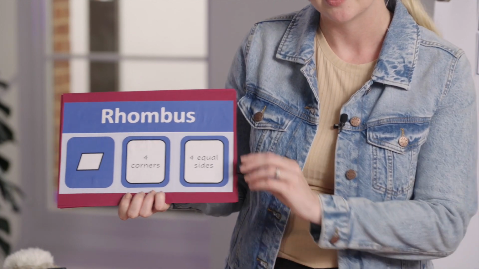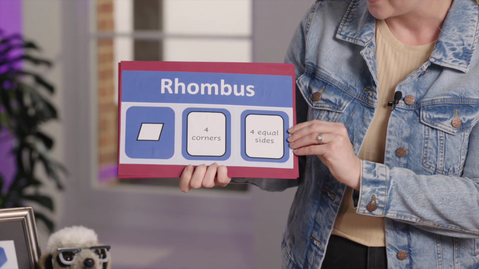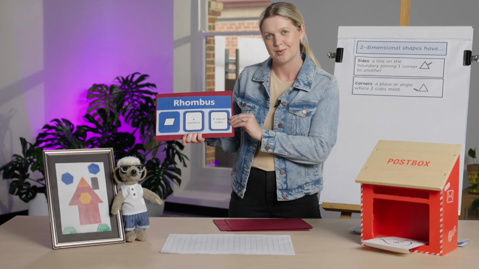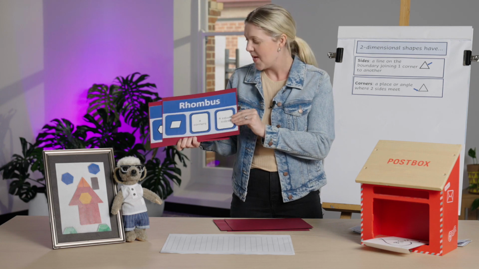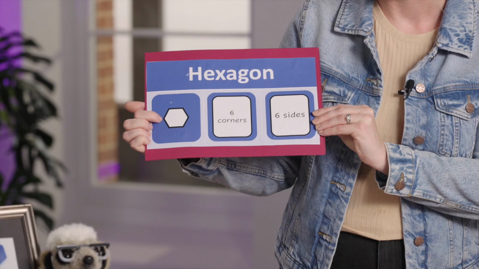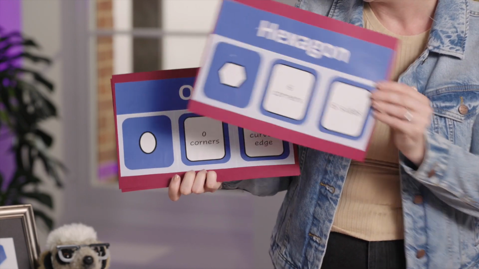What do you think this one is called? Did you say a rhombus? A rhombus has 4 corners and 4 equal sides. A little bit like a square, but on a lean. And this is a hexagon. A hexagon has 6 corners and 6 sides.